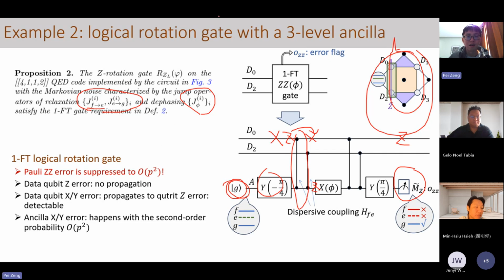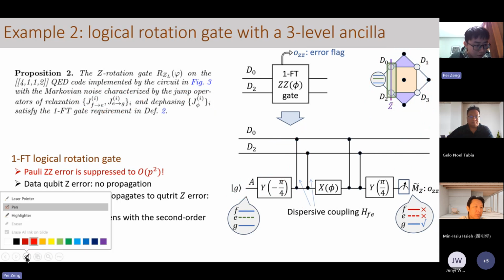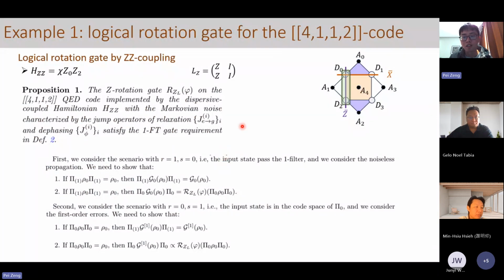Let me first clear my notes here. Okay, and for the simple case, for this 412 code, without this Hamiltonian-based analysis, you will never have a chance to design this rotation gate, simply based on a circuit without any T-gate compilation or any more complicated circuits. But now we only have this very simple ZZ coupling, and this can be fault-tolerant.